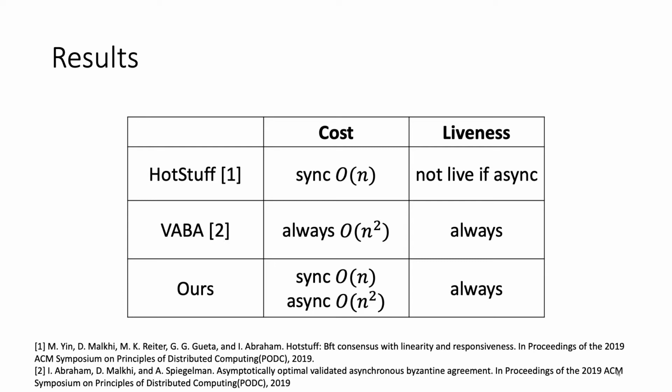In this table, we show a comparison of state-of-the-art SMR protocols and our new protocol. Hotstuff is a partially synchronous protocol. It has linear cost under a good network, meaning under synchrony. However, under asynchrony, it does not have liveness. VABA, on the other hand, is an asynchronous protocol that always makes progress even under asynchrony. However, it always pays the quadratic cost even under synchrony. Our protocol achieves the best of both worlds: it has only linear cost under synchrony and quadratic cost under asynchrony, and it's always making progress.